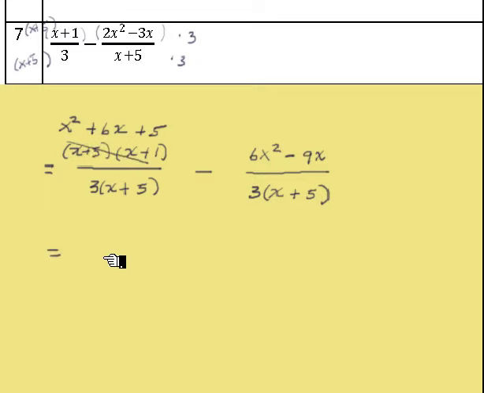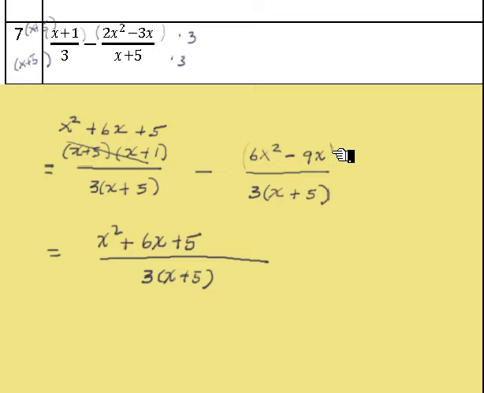Now we have to be careful with this subtraction. We have x squared plus 6x plus 5 minus, I'll put this in parentheses, minus this whole numerator. So that's minus 6x squared. And here we have minus minus, so that's plus 9x. Be careful, make sure you get a plus right there.